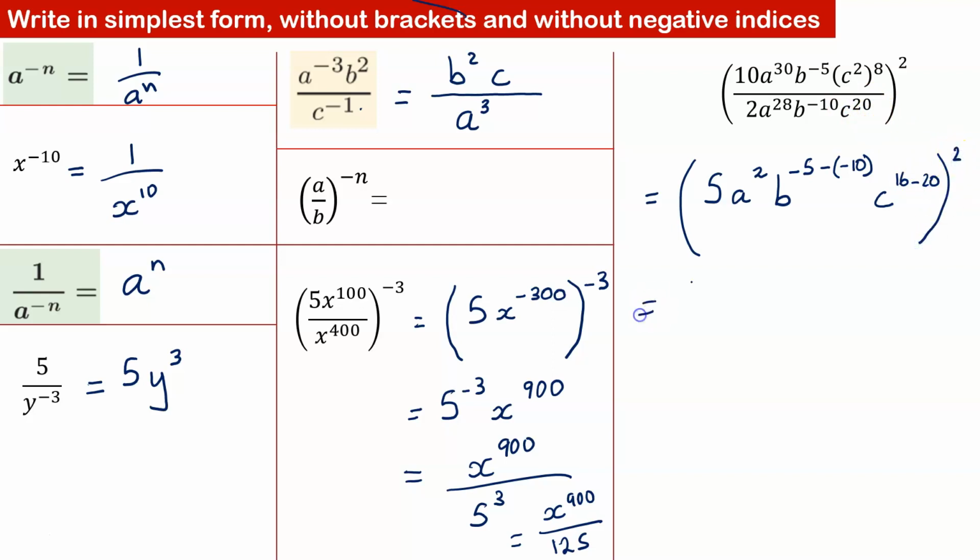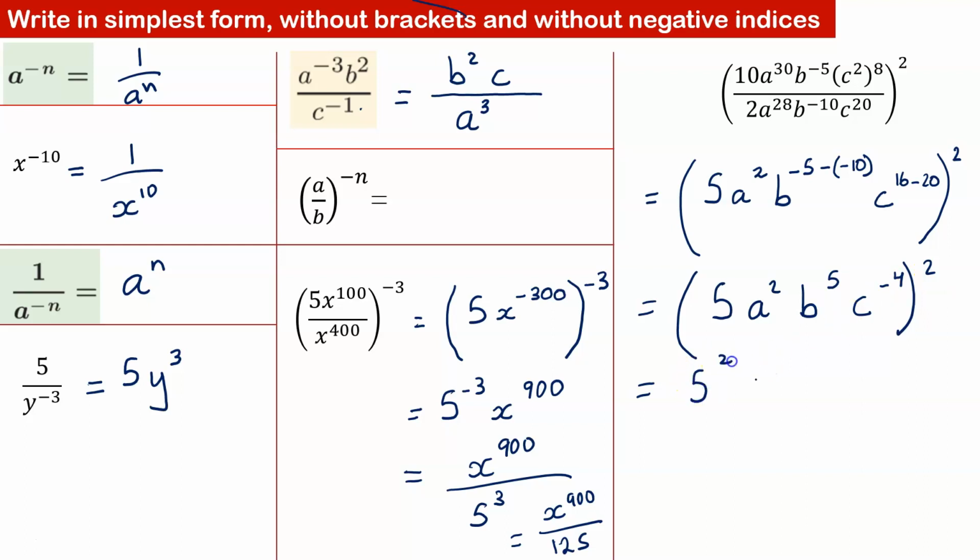Let's keep going. We have 5a squared. Now we have minus 5. This becomes a plus. So negative 5 plus 10 is 5. And we have 16 minus 20. That is negative 4 squared. And now let's square everything.